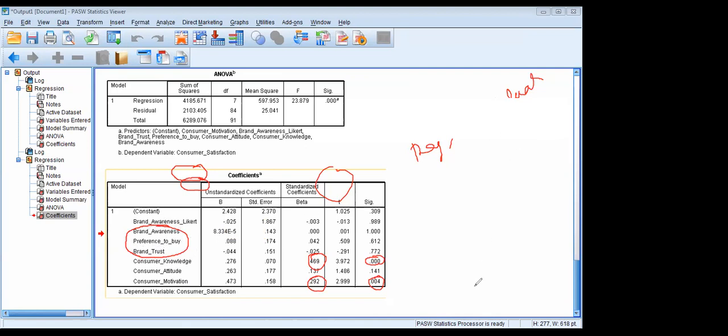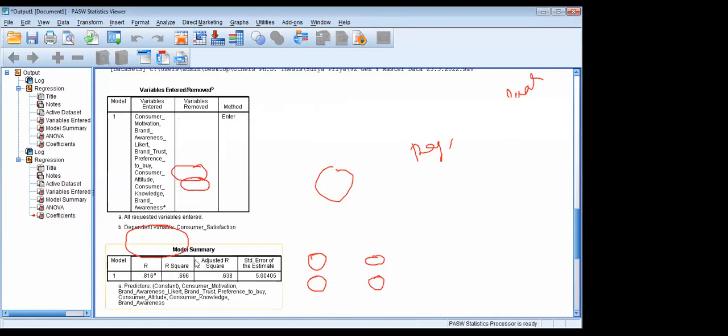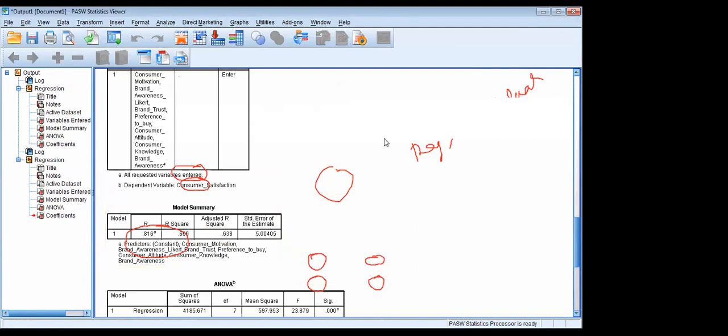So now it has improved. Which value is improved? The model summary value is improved. What is the model summary value? 0.666, the coefficient of determination, that is R square, which is good. That means it explains 66%. This regression is explaining up to 66%.